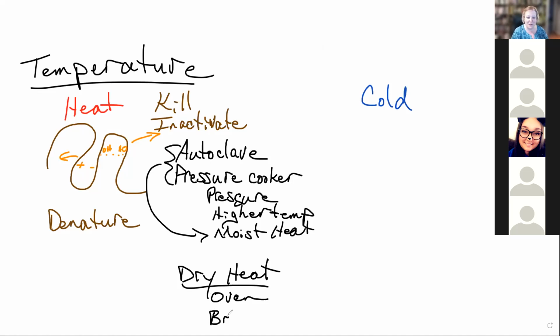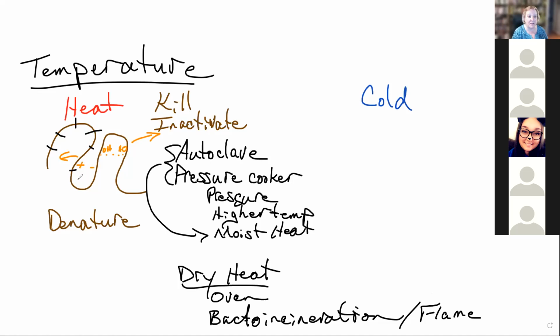Those Bacto incinerators. Also, if we weren't using Bacto incinerators, we would use a flame from a Bunsen burner. Now with the Bacto incinerator and with flames, not only are we denaturing the protein, we're also breaking the covalent bonds between the amino acids. And then we continue to break those down. We break down the amino acids.